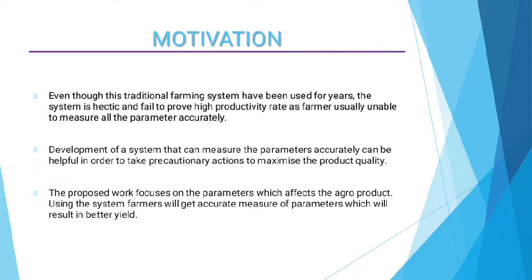Motivation. In traditional farming, the farmer has to visit the farming land regularly to measure various environmental parameters such as temperature, humidity, light intensity, etc. to cultivate the right crop at the right time. But this system is hectic and fails to produce high productivity as farmers are unable to monitor the parameters accurately. So building such a system where farmers can monitor the defined parameters accurately will give us high productivity.